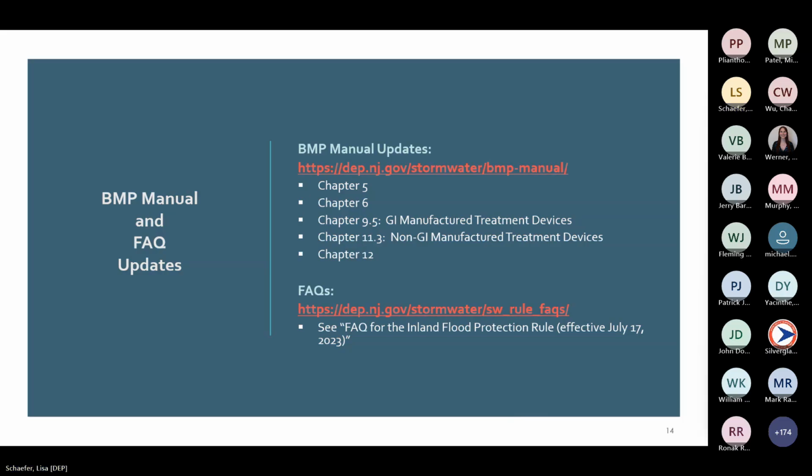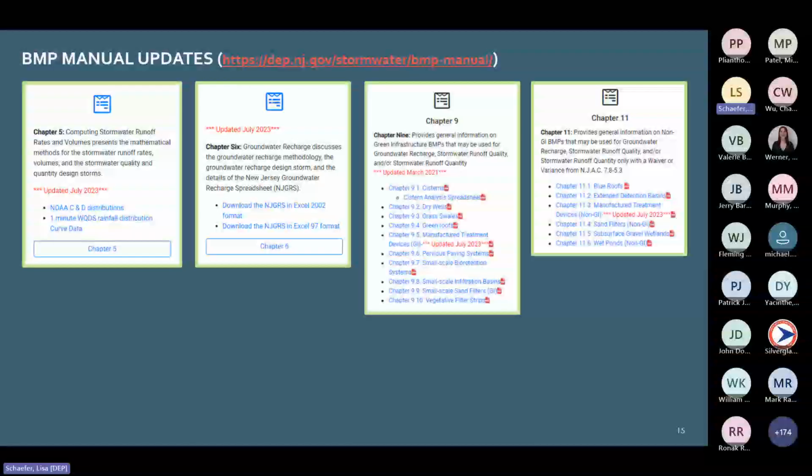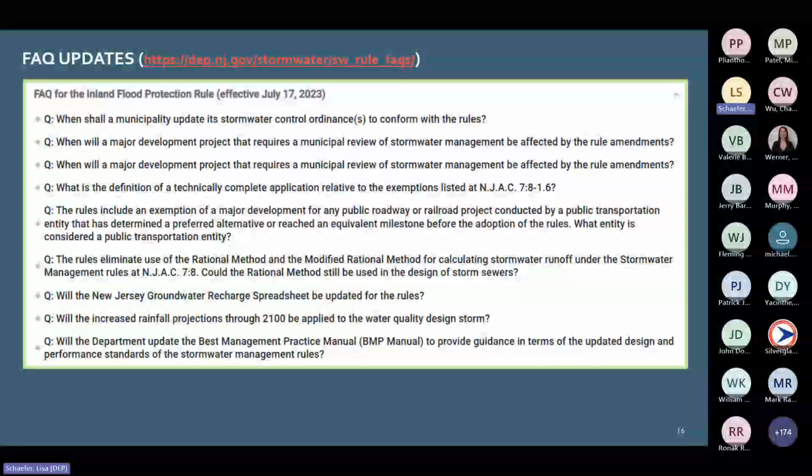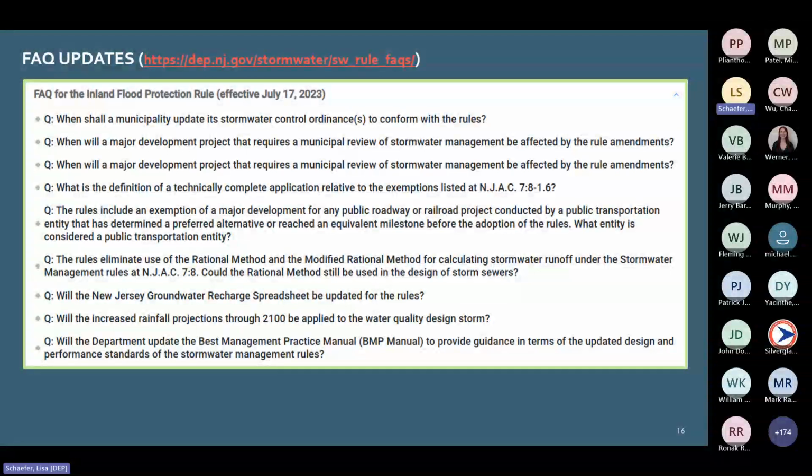Okay, so these are just screenshots from the updated BMP manual webpage. Everything was updated to the rule adoption and is marked accordingly. You can see wherever it says updated, that's it. Pretty clear.